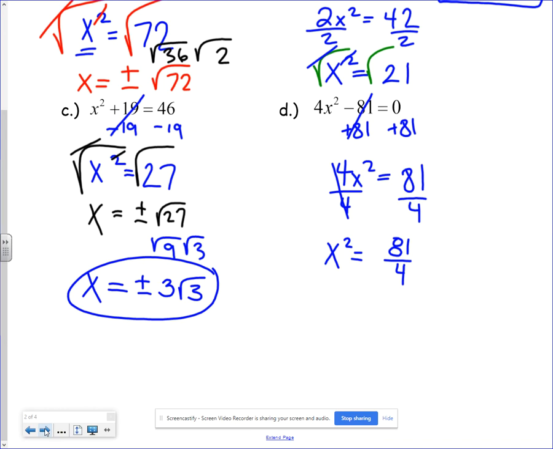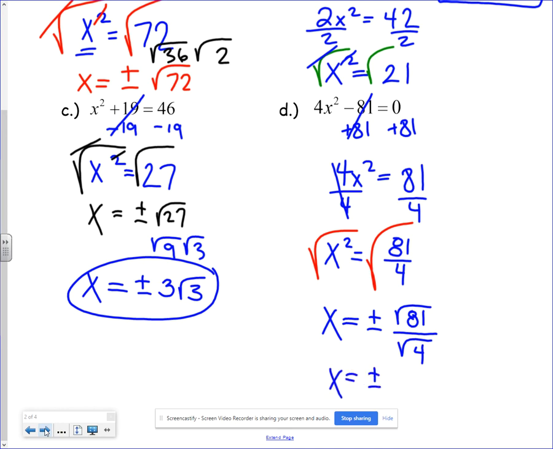So now take the square root of both sides. When you take the square root of a fraction, the easiest thing to do is just break it down into 2 square roots. So this will equal plus or minus the square root of 81 over the square root of 4. And both 81 and 4 are perfect squares. So my final simplified answer is x equals plus or minus 9 over 2.